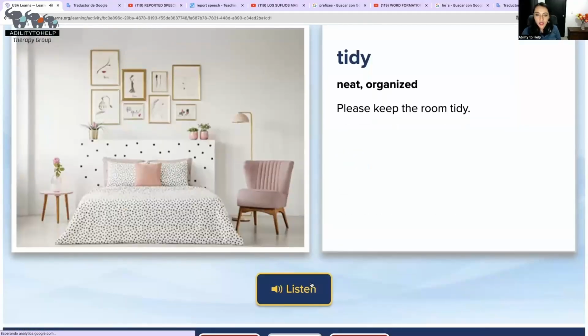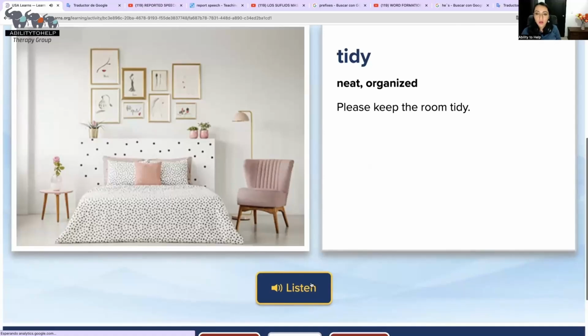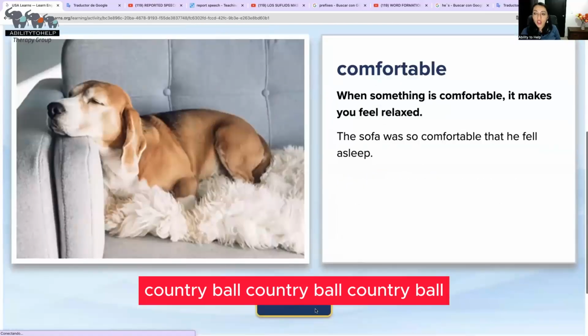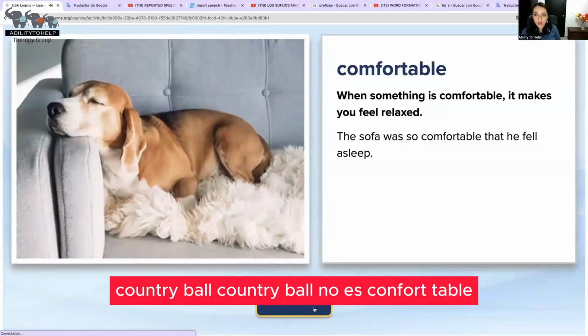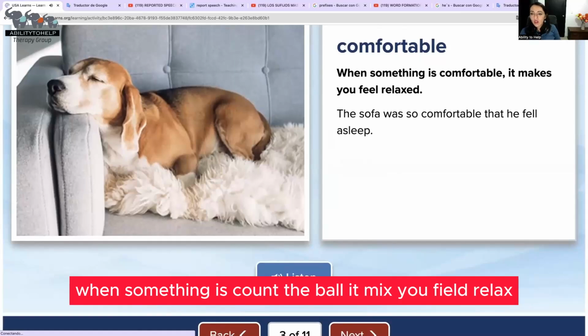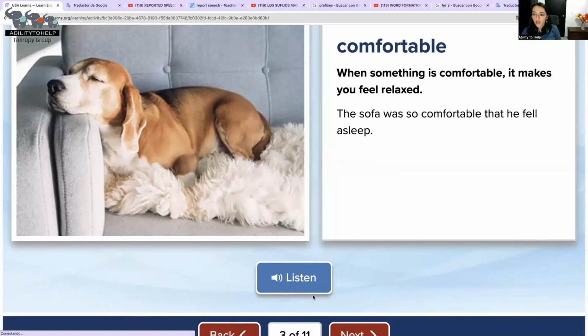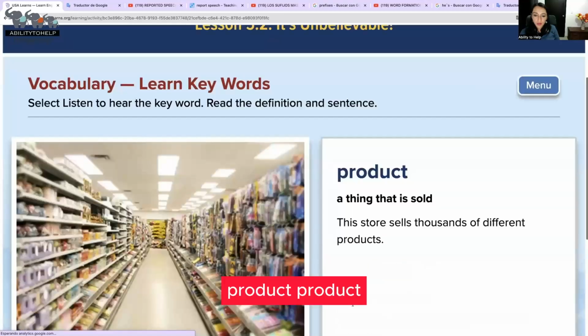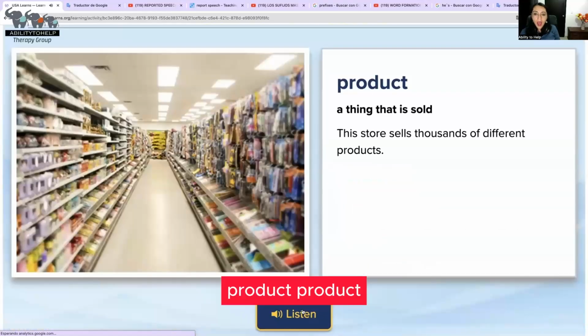Tidy, neat or organized. Please keep the room tidy. Comfortable. No, it's comfortable. When something is comfortable, it makes you feel relaxed. The sofa was so comfortable that he fell asleep. Product, a thing that is sold. This store sells thousands of different products.